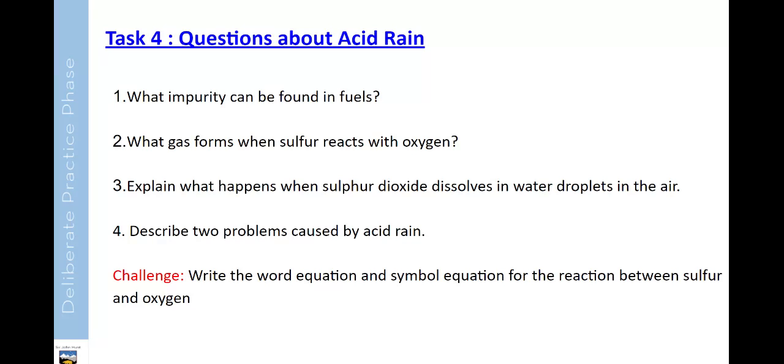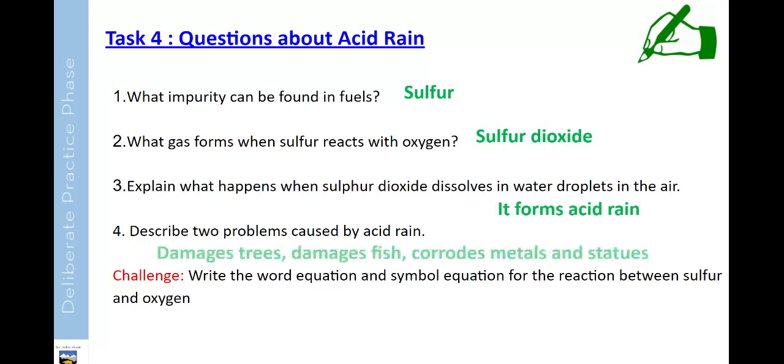Okay, so what impurity can be found in fuels? Sulfur. Sulfur reacts with oxygen, it forms sulfur dioxide. When sulfur dioxide dissolves in water, it forms acid rain. Any of those problems you could have had caused by acid rain.